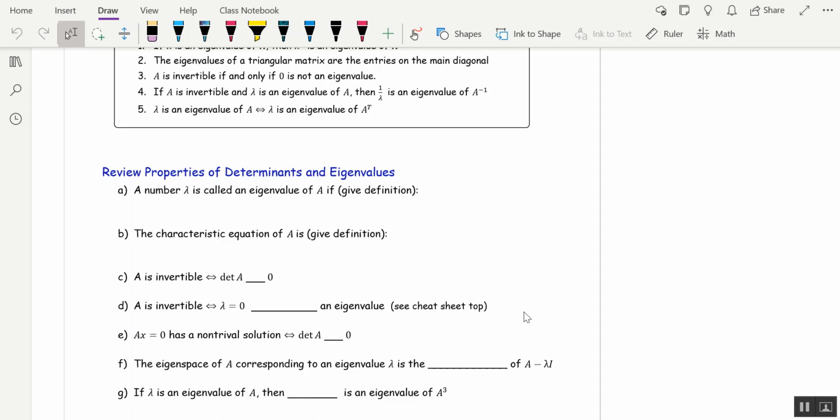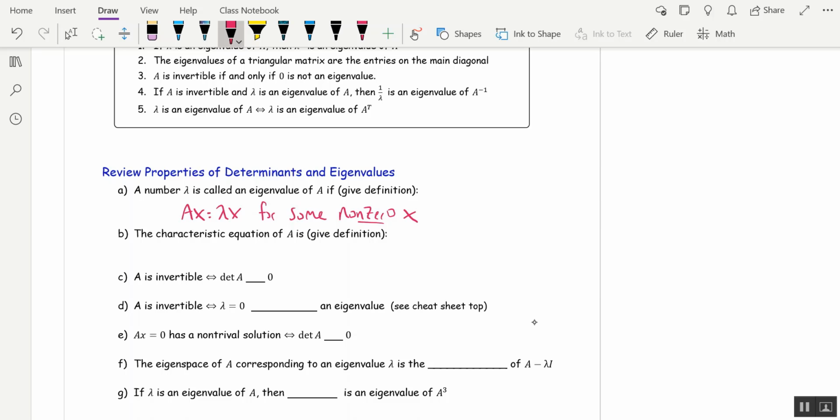A number lambda is called an eigenvalue of A if, give the definition. You should try this on your own and see how well you do. Hopefully you came up with Ax equals lambda x for some non-zero vector x. That's the important part, non-zero. That's the definition.